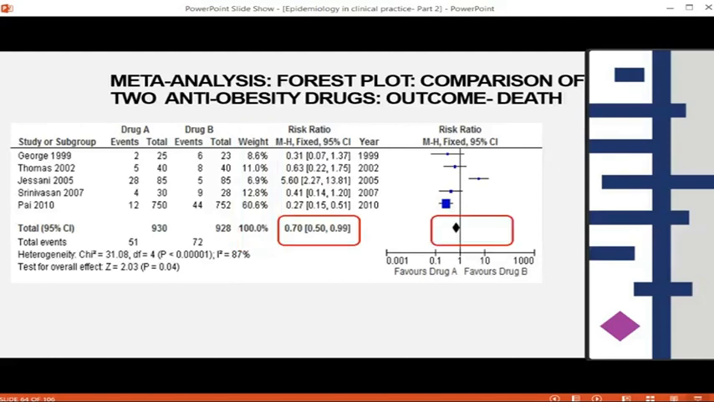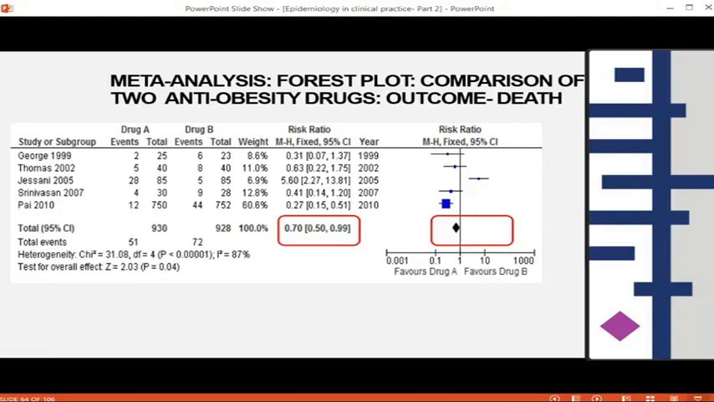And that's the pooled effect estimate. It's an estimate, it says 0.70. So here the outcome is death. So anything less than 1 means drug A is better than drug B. And 0.70 means that drug A reduces the risk of death by 30%.